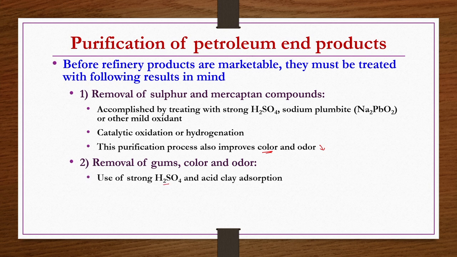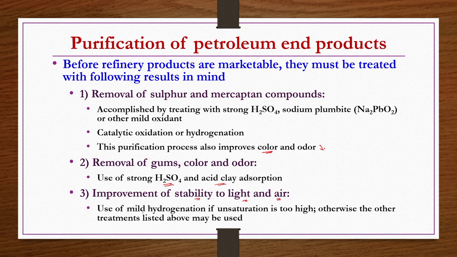This can be done by use of strong H2SO4 and acid clay adsorption process. Then improvement of stability to light and air. Some of the products may not be stable, so for that purpose, one can do mild hydrogenation if the unsaturation is too high in the products. If the unsaturation is very small, then you can use any of the above processes that we have listed here. So, this is all about the refinery conversion processes.